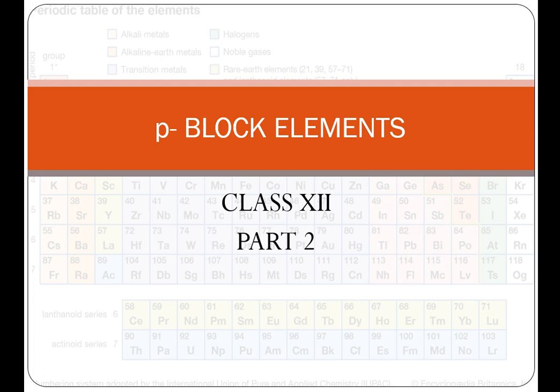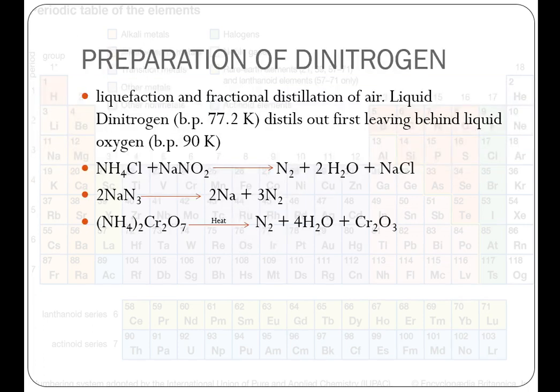Yes, today we are going to start with the second part of the chapter, P block elements. Let us start with preparation of nitrogen. Commercially, dinitrogen is produced by the liquefaction and fractional distillation of air. Dinitrogen distills out first, leaving behind liquid oxygen.